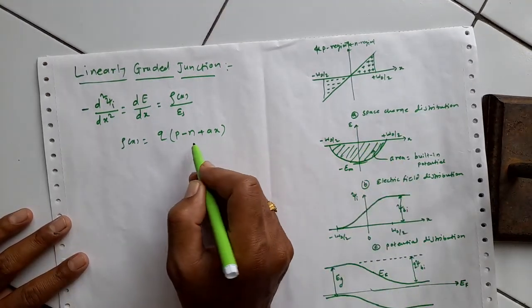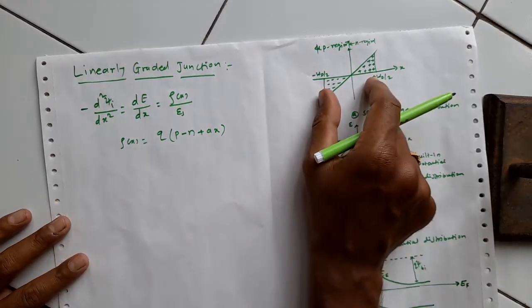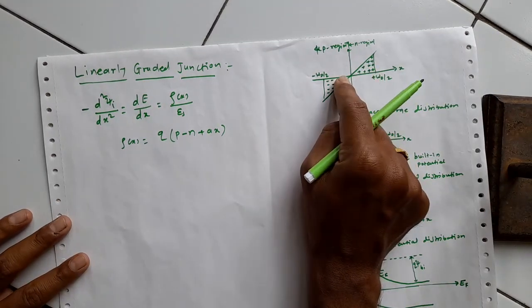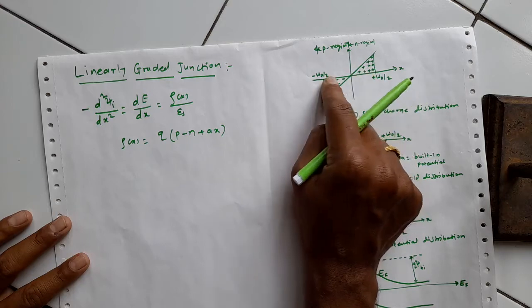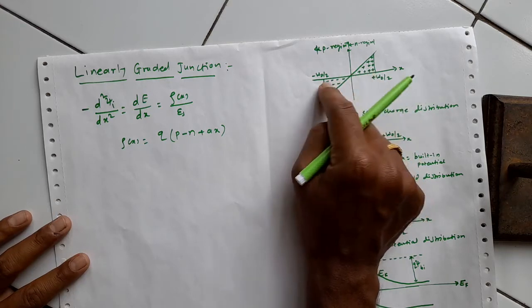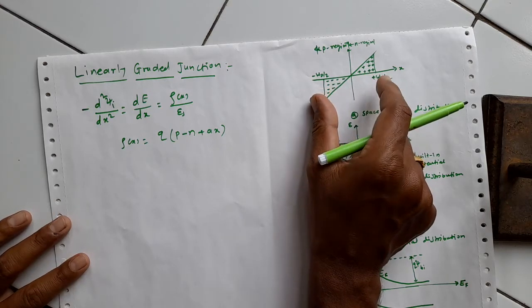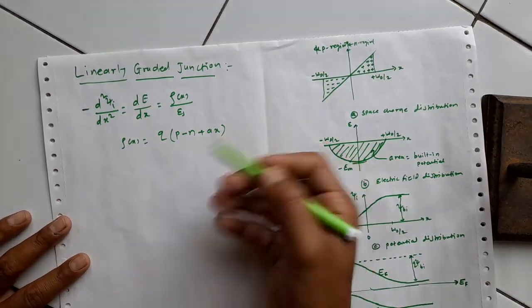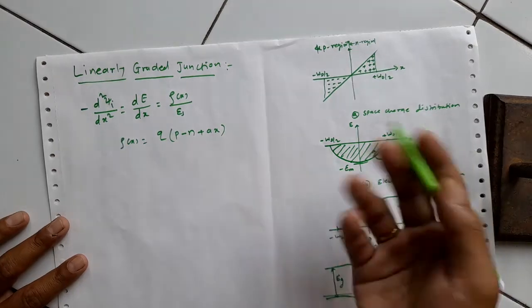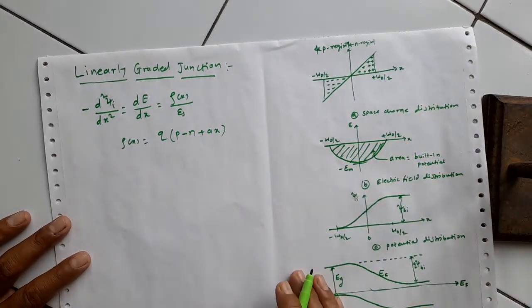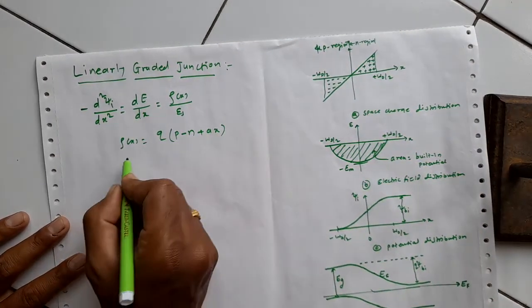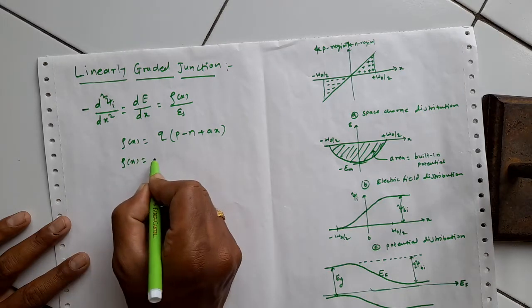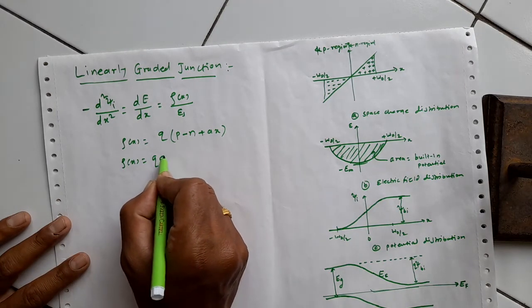But within this region the charges are equal and opposite. So P and N cancel each other, because we are within the depletion region and they got compensated with each other. That becomes 0, because no excess charges are present. Whatever is left, the density will be q times A into x.